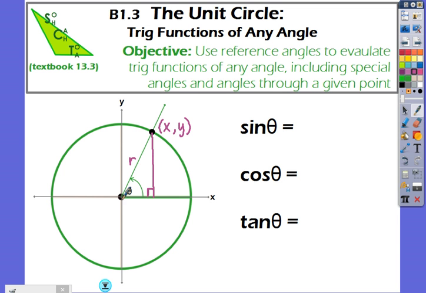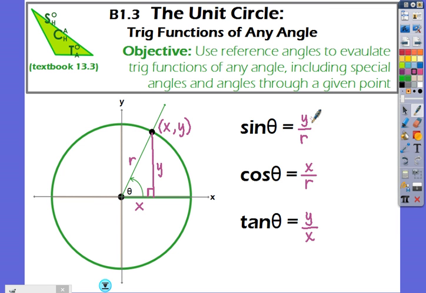This adjacent side would be the x value, and the opposite side would be the y value, because that's how we plot points, (x, y). The hypotenuse is the radius of the circle. So the sine of theta would be opposite over hypotenuse, y over r. Cosine of theta would be x over r. Tangent of theta, y over x. And then we could take reciprocals to get cosecant, secant, and cotangent.